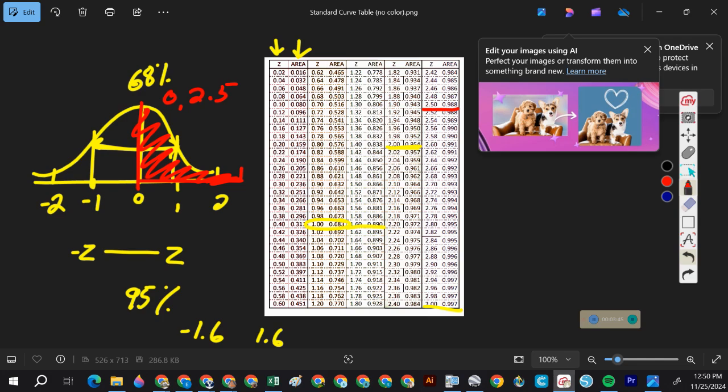If I said 40% of people are between these two z values, what z value would that be? It would be from +0.52 to -0.52. So the z table actually goes in both directions if you need it to. Does everybody understand that? So that's what we're going to use to build our confidence intervals.